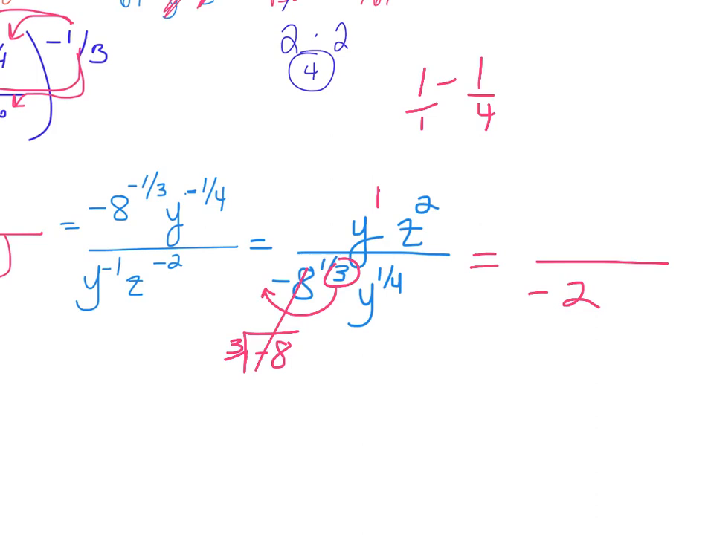So if I was going to say 1 minus 1/4, well, what is my common denominator between 1 and 4? 4. So 1 over 1 becomes 4 over 4. Agreed? So what's 4 minus 1? 3/4. So this is actually y to the 3/4. You have to subtract. That's how we simplify that part. And then z squared just stays.